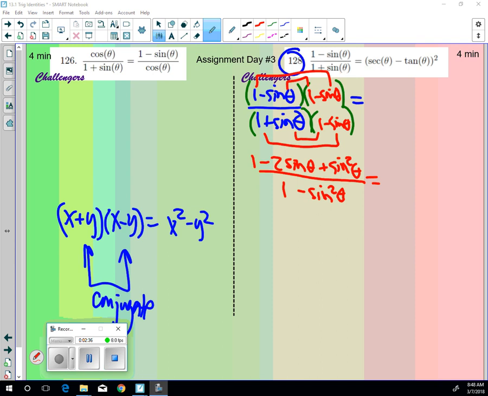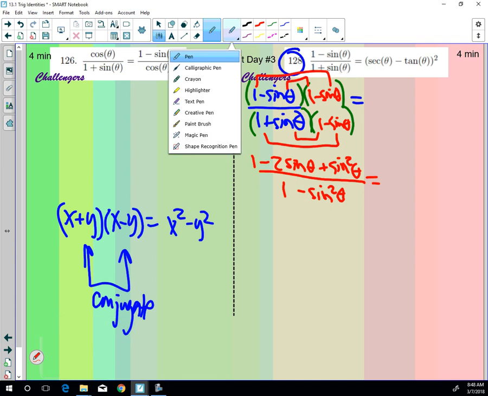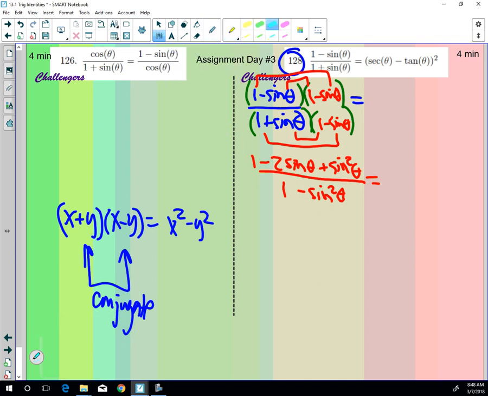Any clue on what to do next? We're in deep. Avery, what's that? What would you cancel? No, can't because of these plus and minus signs. Don't cancel the ones because that's an illegal math move. Can't do that. Anybody see what we could? Yes, this one right here, and it looks like a long shot, doesn't it?